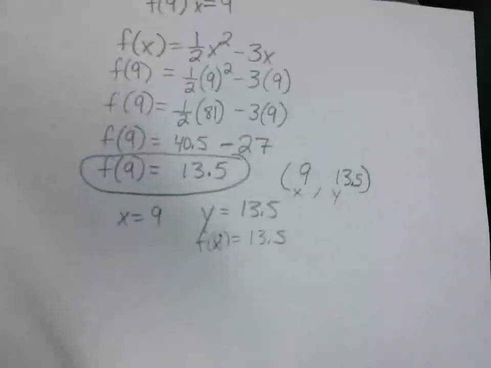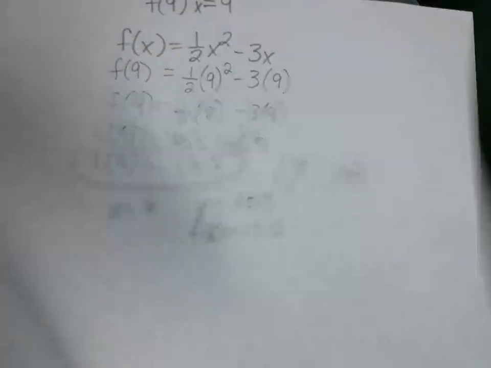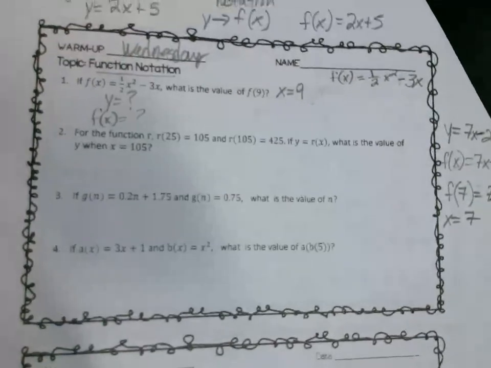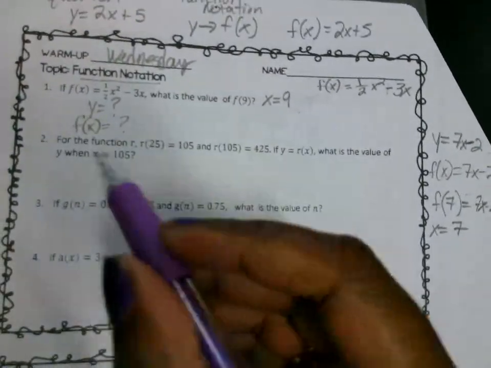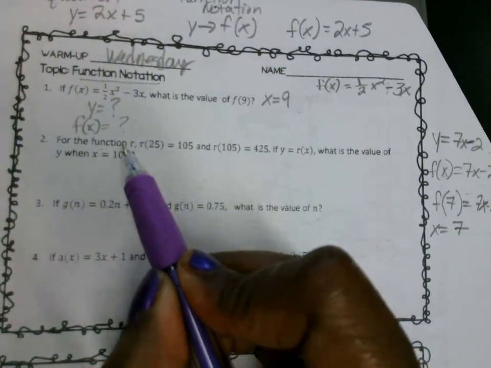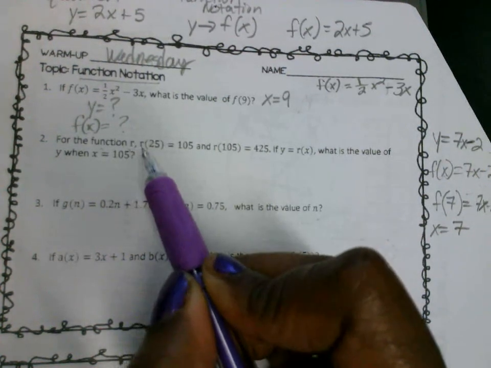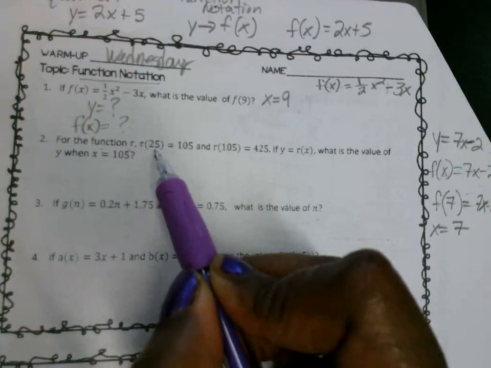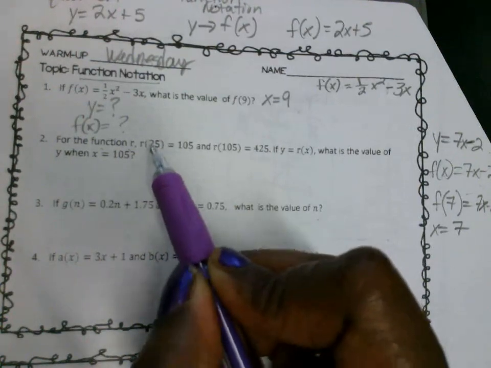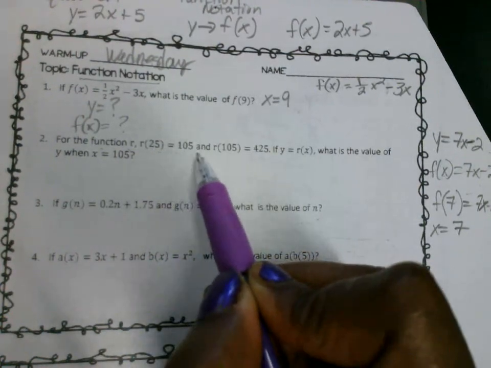All right, here we go. Let's look at it. It says for function R. So we got a function R, okay? And it says R of 25 is equal to this.